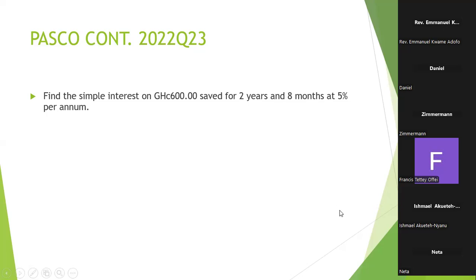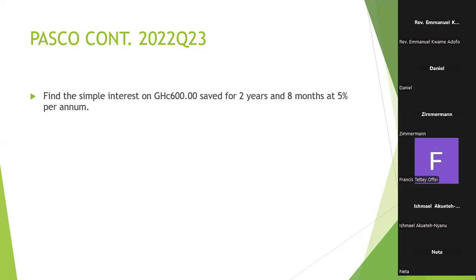So with the 8 months, I divided 8 over 12, which gave me 0.666, so rounding it to 0.7 and adding it, it is 2.7 years. That is good. 600 times 2.7 times 5 over 100 gives you 81 Ghana cedis. That is what I also had. Those who had 80.1, you can share with us how you got that, because the years is going to be in decimal. Maybe you didn't round it up or something.